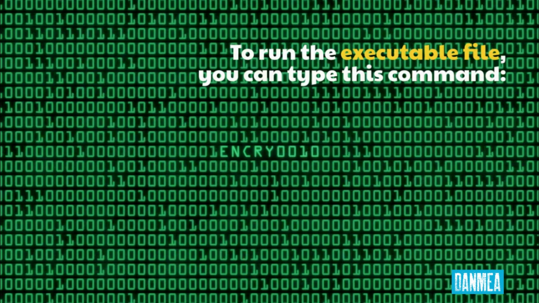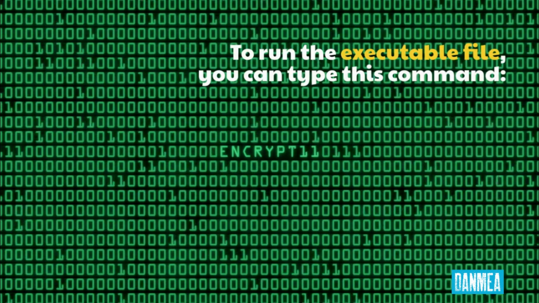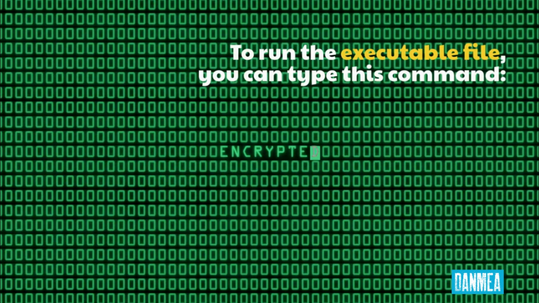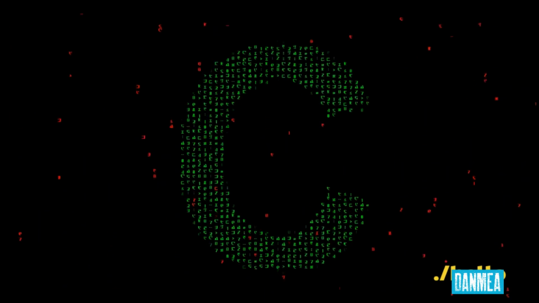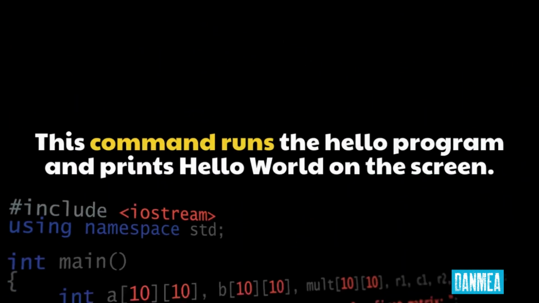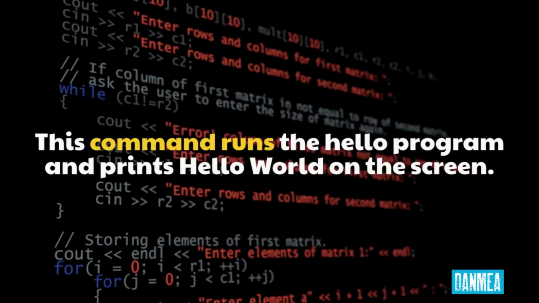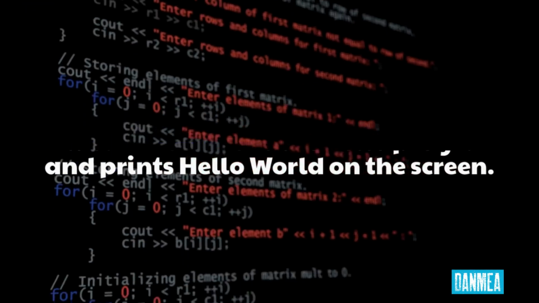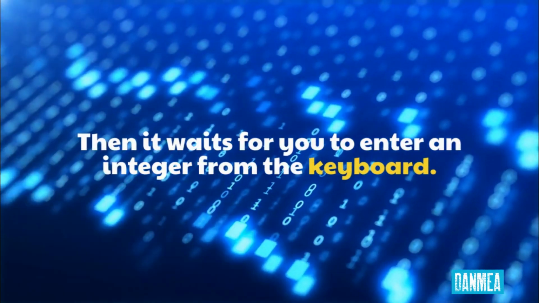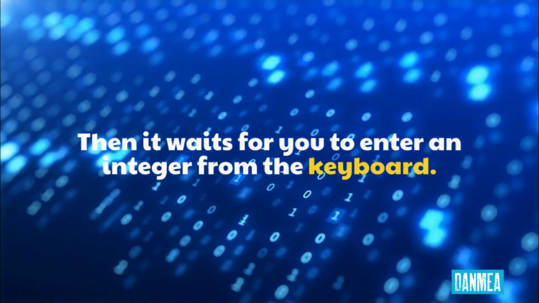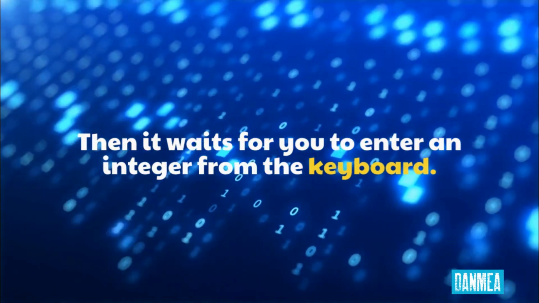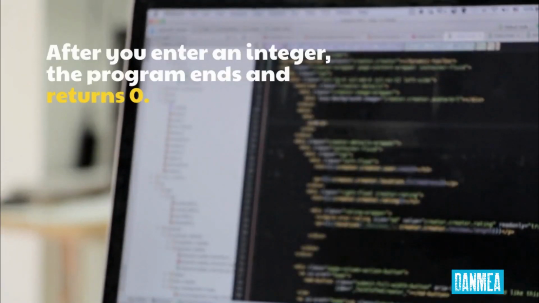To run the executable file, you can type this command: ./hello. This command runs the hello program and prints hello world on the screen. Then it waits for you to enter an integer from the keyboard. After you enter an integer, the program ends and returns 0.